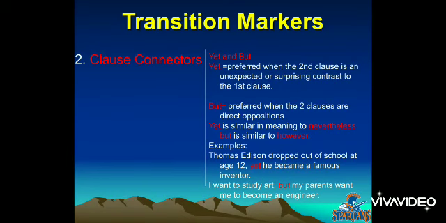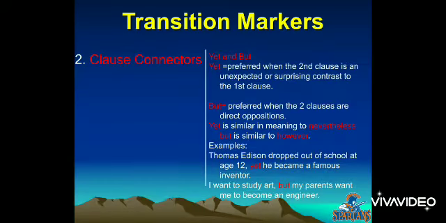More examples of clause connectors, for example, yet and but. Examples: Thomas Edison dropped out of school at age 12, yet he became a famous inventor. The word yet is similar in meaning to nevertheless, and it's used when you talk about an unexpected or surprising contrast to the first clause.